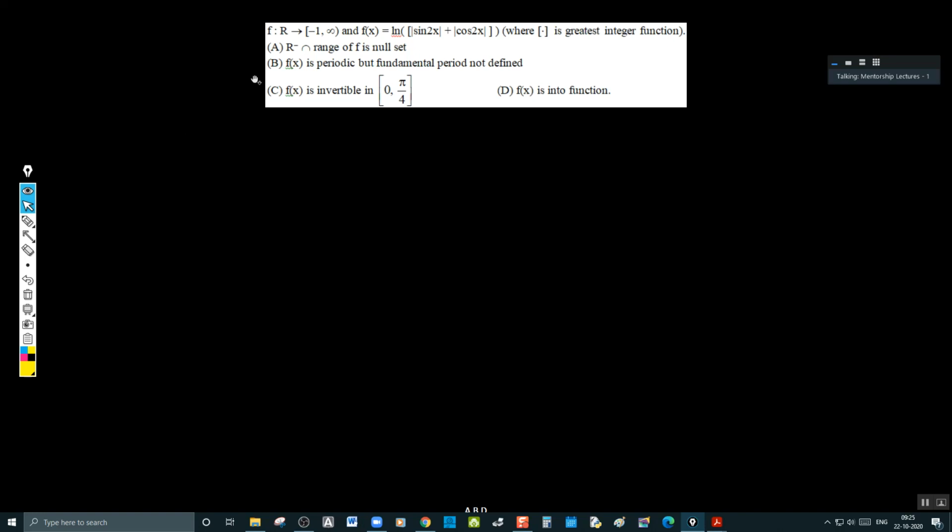Okay. f maps R to [minus 1, infinity) and f of x equal to ln of step of mod sine 2x plus mod cos 2x, where step is the greatest integer function. Then: R minus the range of f is a null set. f(x) is periodic but fundamental period is not defined. f(x) is invertible in (0, pi by 4). f(x) is an into function.